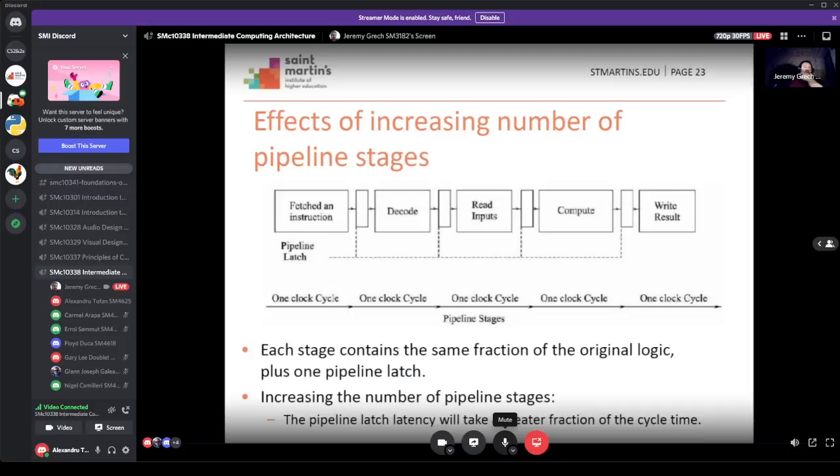Not necessarily. You could have instructions which might require more than one step. If you think about it, a clock cycle is the amount of time for the most basic operation that you can actually execute. All right.